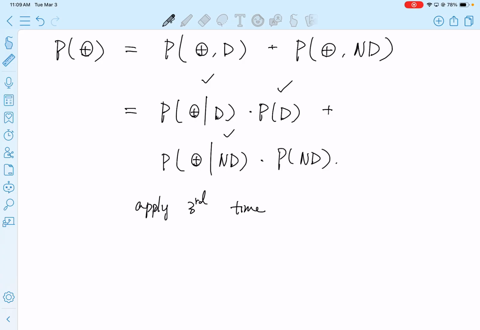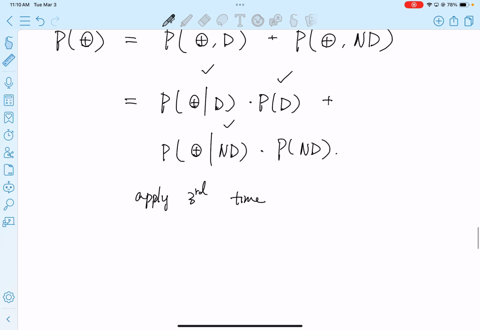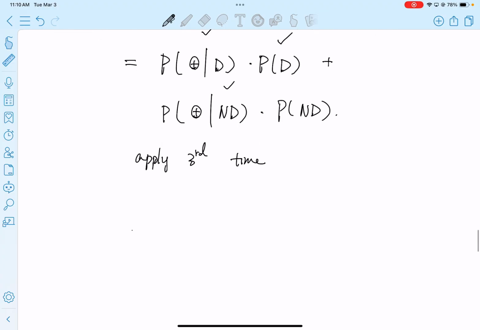Yes, exactly. We know that in the population, there's a 1 over 1,000 probability of having the disease. That means 1 minus the probability of having the disease would be the probability of having no disease. So if you want, you can rewrite this part.